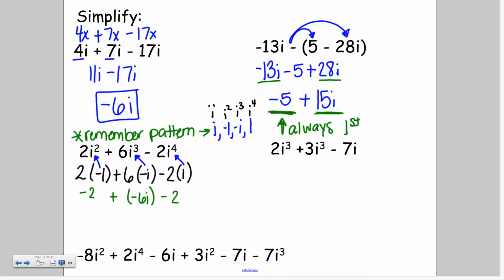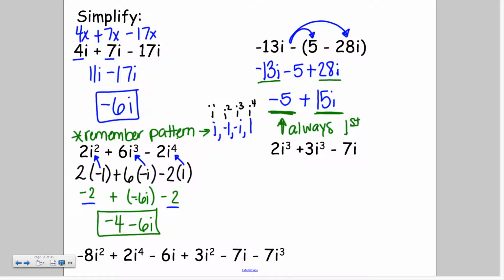Now I can combine like terms. My like terms are negative 2, negative 2. When I add 2 negatives together, I will get negative 4. And this is going to end up being just a negative 6i. If you want to leave it in the parentheses and do plus the negative 6i, you can. But just know that it's going to be negative 6i.